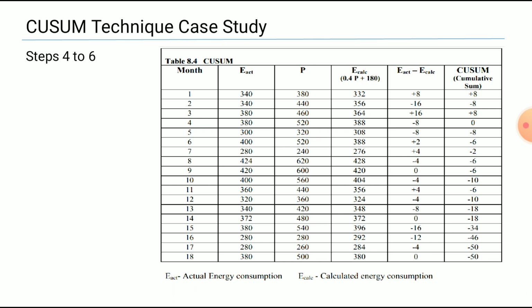Next, this is our calculated energy. In the next column we find the difference between E actual minus E calculated, that is 340 minus 332, which comes to plus 8. By calculating the remaining months up to 18 months, they have shown a chart like this.